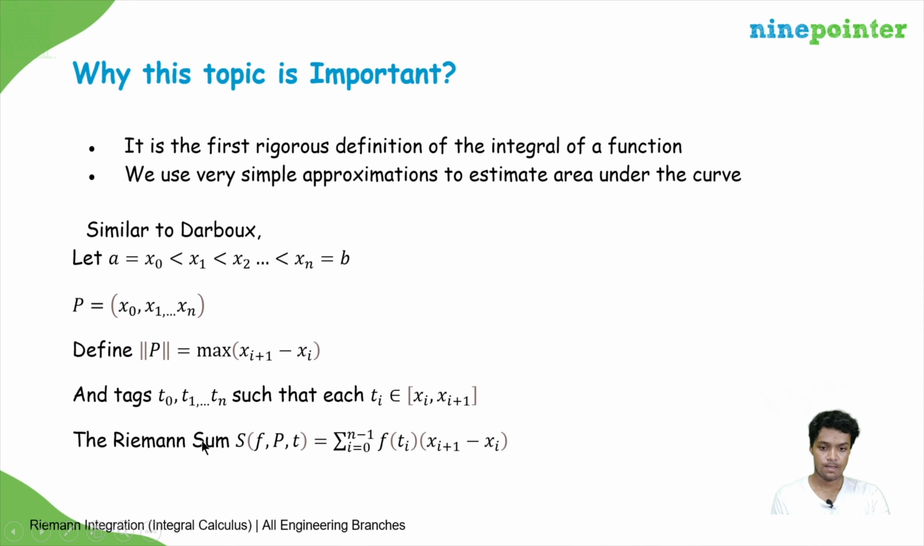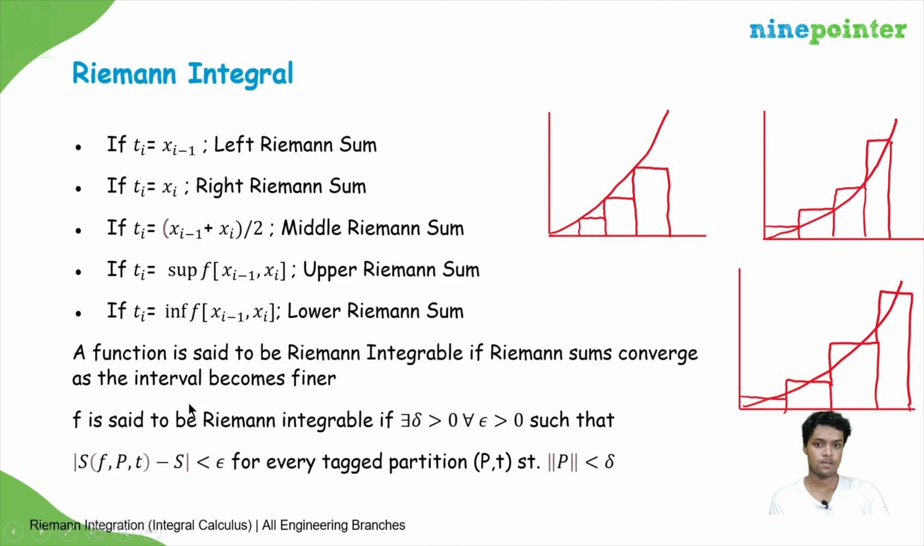So we define the Riemann sum as S of f comma P comma t, and here again we do the summation of the rectangles in each interval. The difference here is the width of the rectangle, and instead of taking one of the endpoints like we did in the Darboux sum, we take the value of the function at ti, that is this tag. So depending on different values of ti, we can get different types of sums.